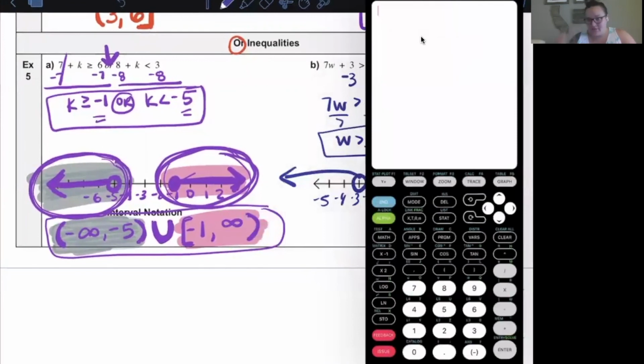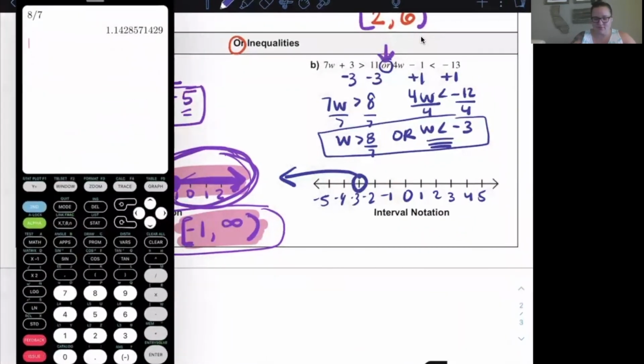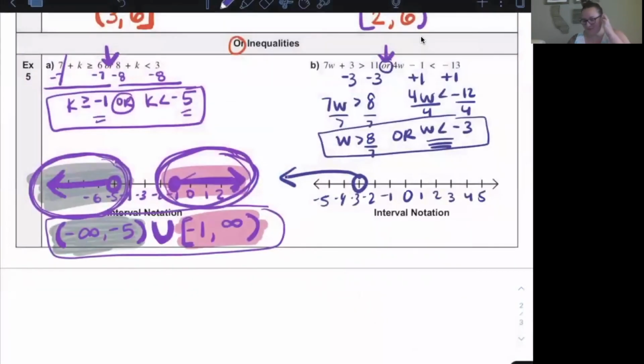So 8/7 is really 8 divided by 7, which is 1.14. So 8/7 is just after 1 on the number line. And it's an open circle. And then we want all the numbers that are bigger than 8/7.